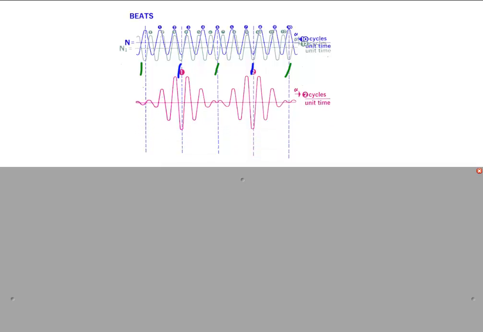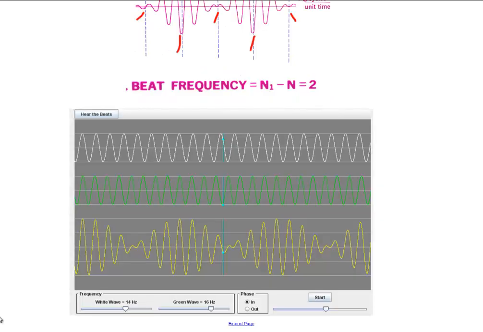So where the troughs are aligned, we have constructive interference, and so the sound is louder. Where the trough of one aligns with the crest of another, we have destructive interference here and here and here, and the sound is much softer. So what you hear is a loud, soft pulsing of the sound. So we can see what this looks like.